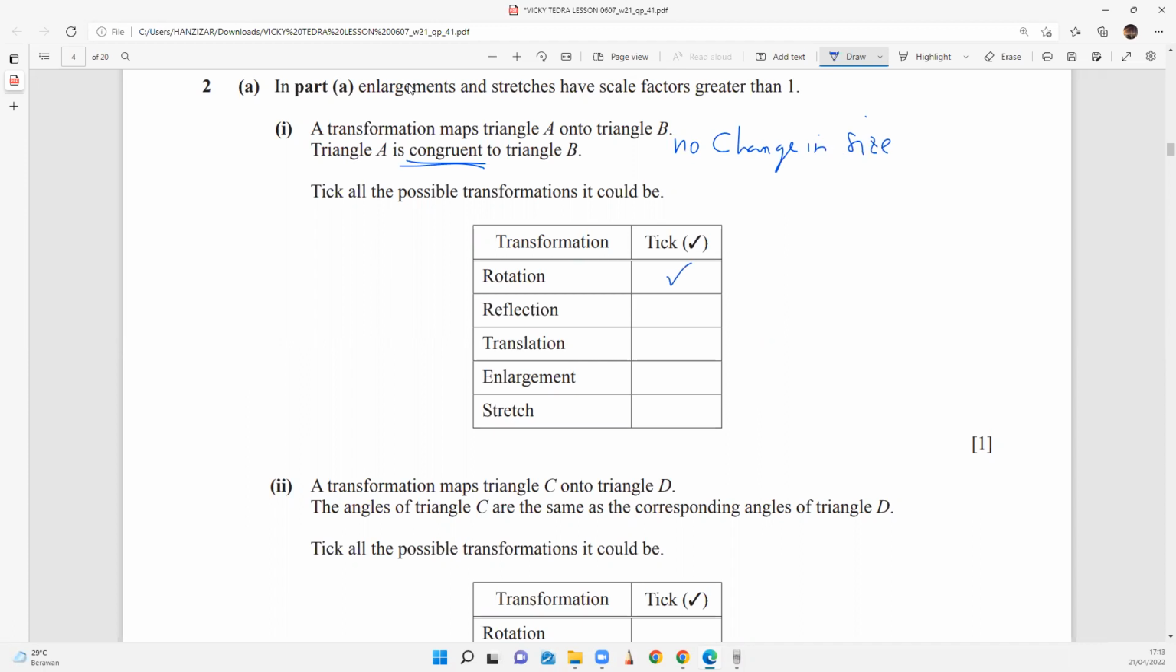It maintains the congruency, maintains the size. Reflection, yes, it is also. Translation, yes, it just moves up, down, left, right. Enlargement, no. Why? Because if you enlarge the shape, you change the size, right? If you stretch, you also change the size. So this will be 3 only. Okay, just take, you don't have to write a cross, no need. Just take the important ones, the transformations that keep the size unchanged.